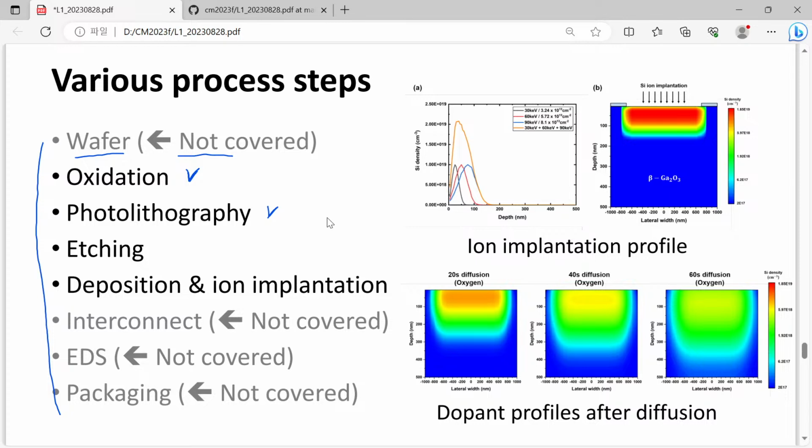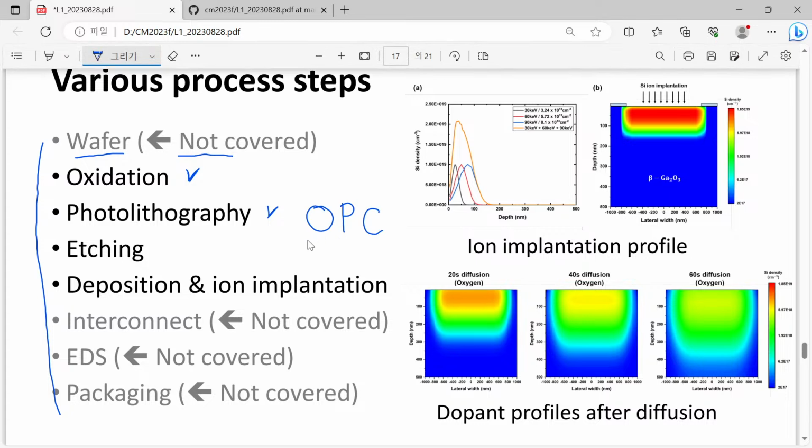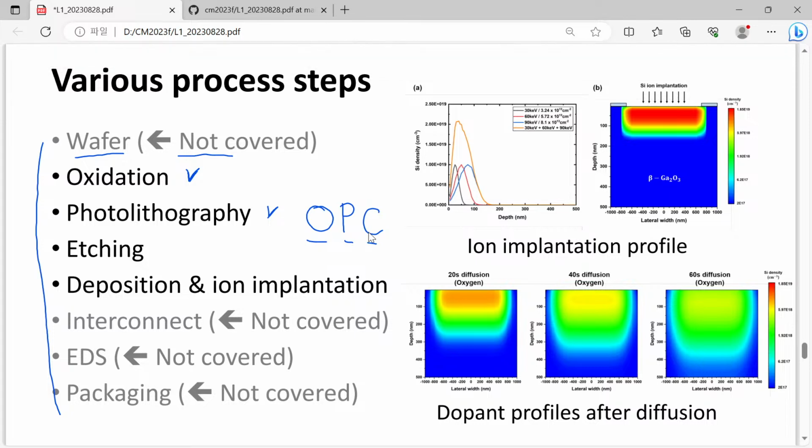Photolithography is so important that, instead of being a part of TCAD, it has a different independent research field called OPC, optical proximity correction. When we draw this kind of layout, whether it can be transferred to the silicon in a given way or not is discussed by these OPC tools. Although that is so important, it is a huge part, so I will not talk about OPC, because OPC is a completely different part.